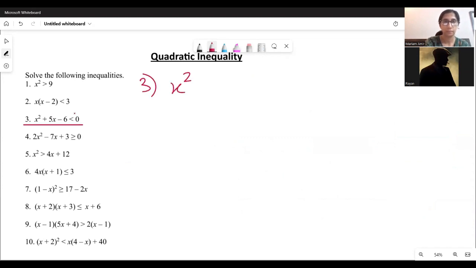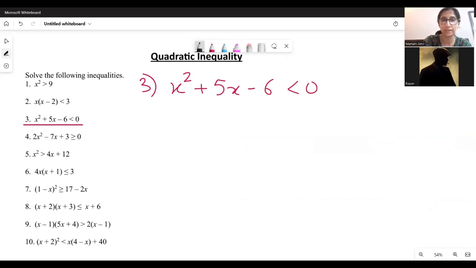X squared plus 5x minus 6 is less than 0. Let's quickly factorize this. First treat it as an equality, when you have 0 on one side, you can treat it as an equality. I'm going to directly use my calculator to factorize this. A is 1, B is 5, C is minus 6. My answers are coming out to be x equals 1 and x equals -6.